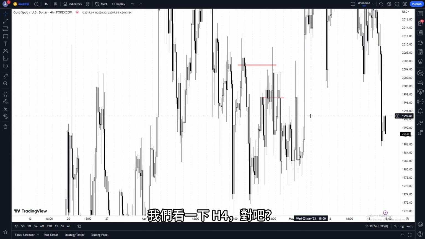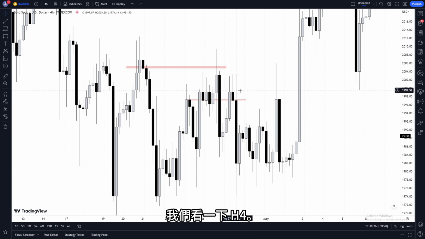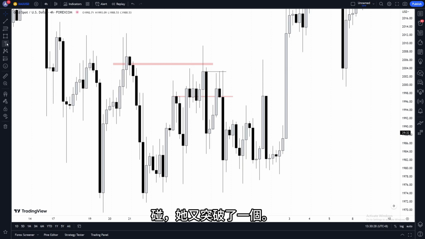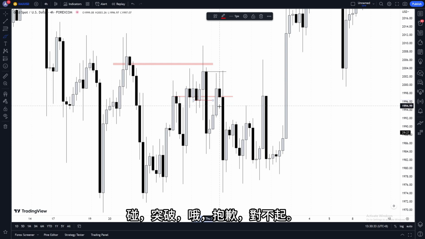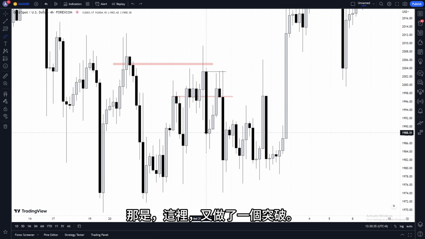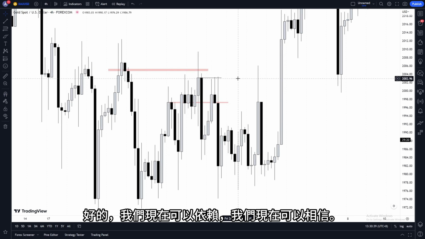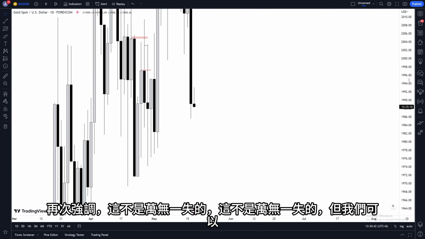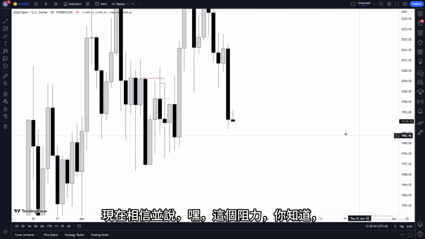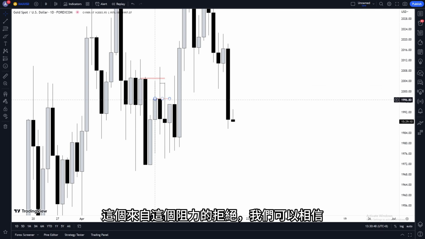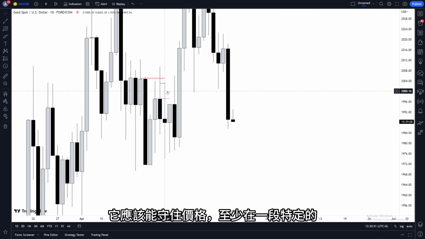We take a look at the H4, right? Boom, she breaks out. Another one. Here we have another breakout. So now what can we say? We can now trust, again, it's not foolproof, but we can now trust that this rejection from this resistance should hold price, at least for a certain period of time.